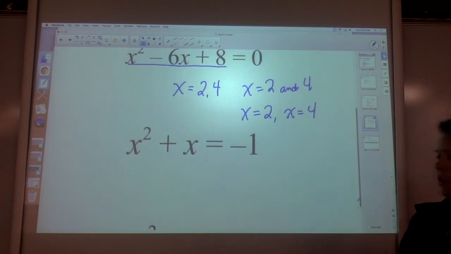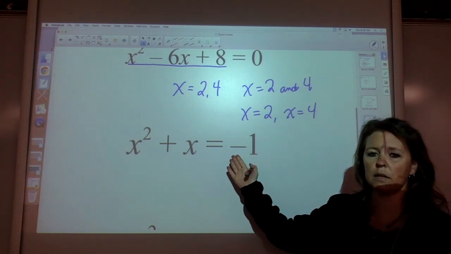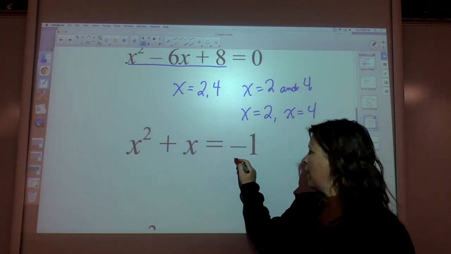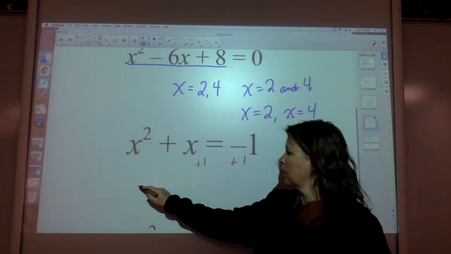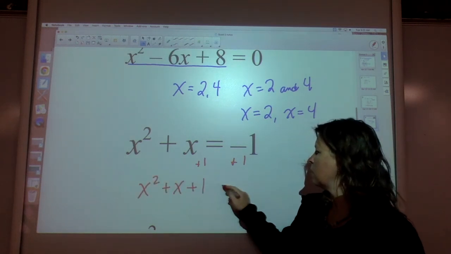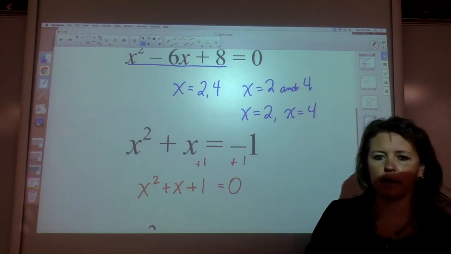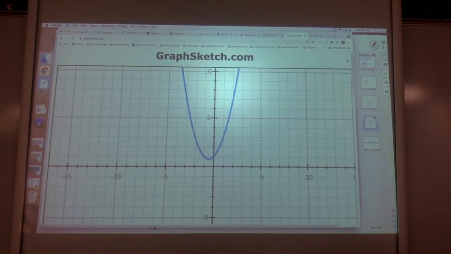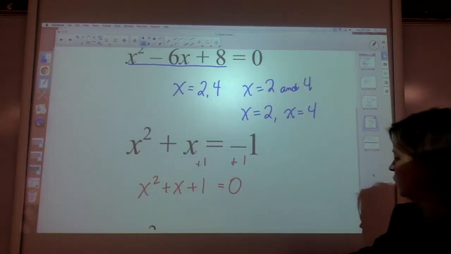Try this one on your own. Oh, not on your own, because this one's different. X squared plus x equals negative 1. You cannot solve this by graphing unless it equals 0, because we're trying to find where it equals 0 on the graph. So we have to add 1 to both sides, get it over here where it belongs, and we're going to go with x squared plus x plus 1 equals 0. Try it. Graph it and see what you come up with. Hopefully you got the same graph that I did, and as you can see, it never does reach the x-axis, so this is going to have no solution to it.